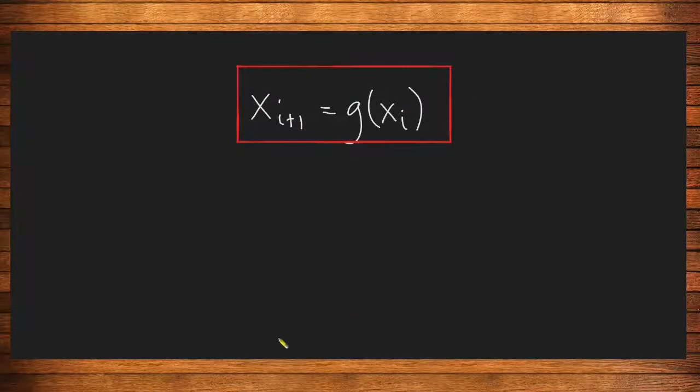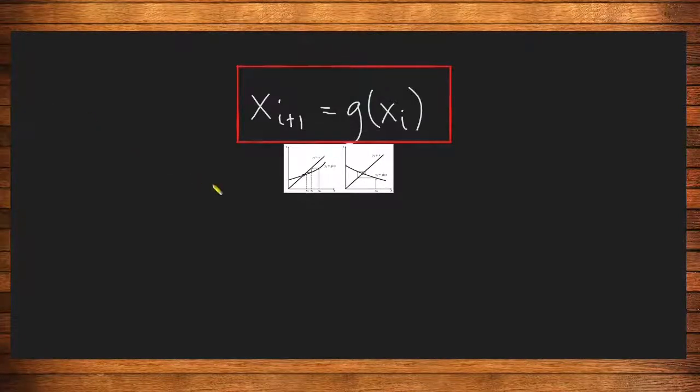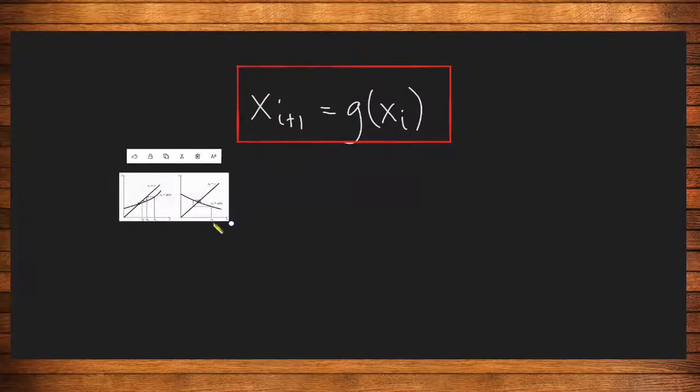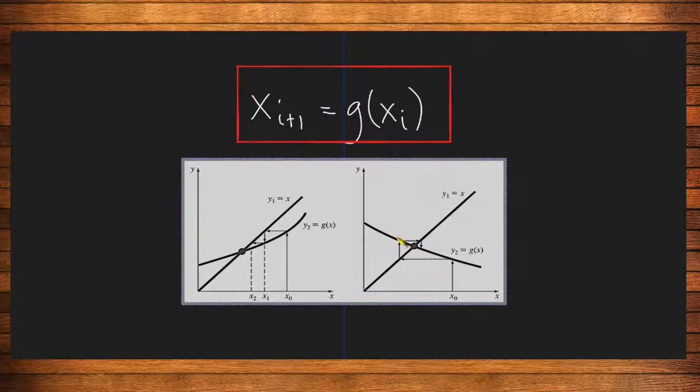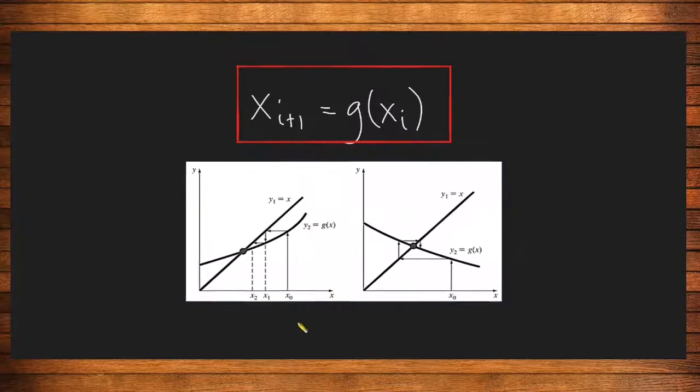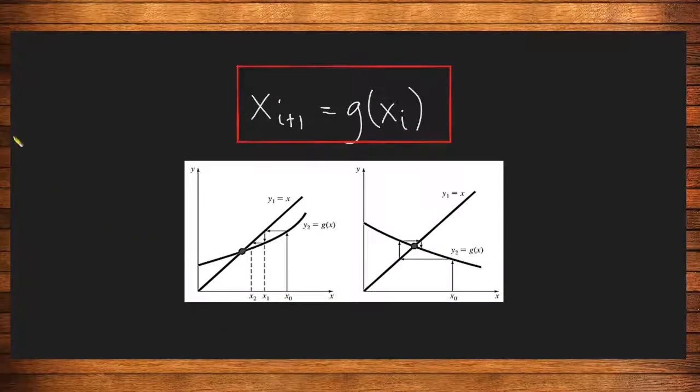Ito na yung magiging itsura ng iteration formula na gagamitin natin sa fixed point iteration method. x sub i plus 1 equal to g of x sub i. As we have mentioned earlier, this method either converges to or diverges from the true value of the root. When the method works, the values of x that are obtained are successive iterations that progressively converge toward the solution. Two such cases are illustrated graphically as shown.